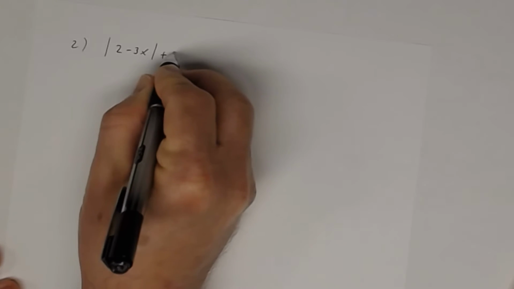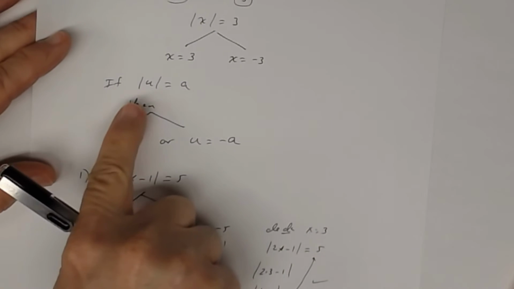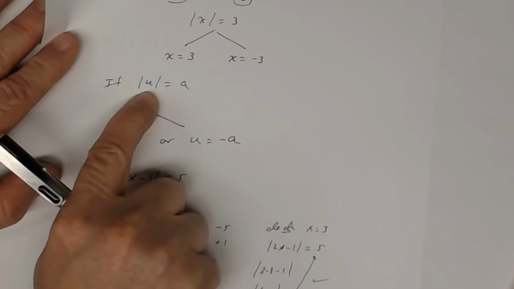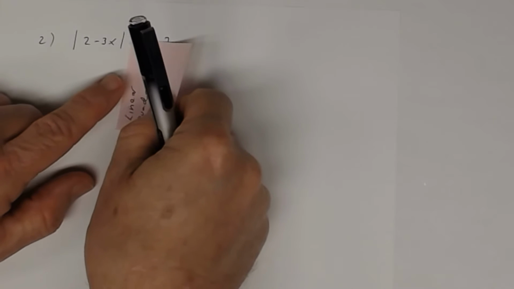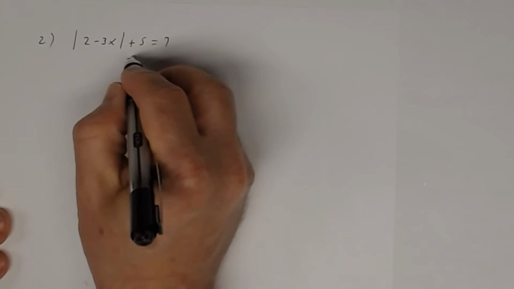Okay, number 2. We have the absolute value of 2 minus 3x plus 5 is equal to 7. Now always remember this. Before you split it up into two equations, the absolute value expression has to be by itself. Notice it is not, because I have that 5 over here. So I need to remove that 5. I have to subtract 5 from both sides. That's the first thing you have to do.